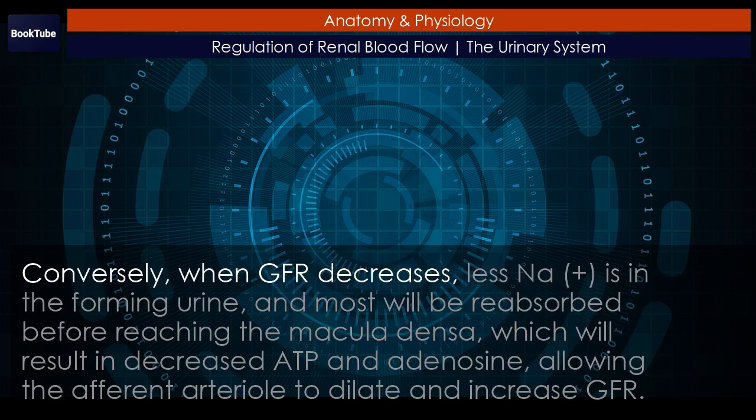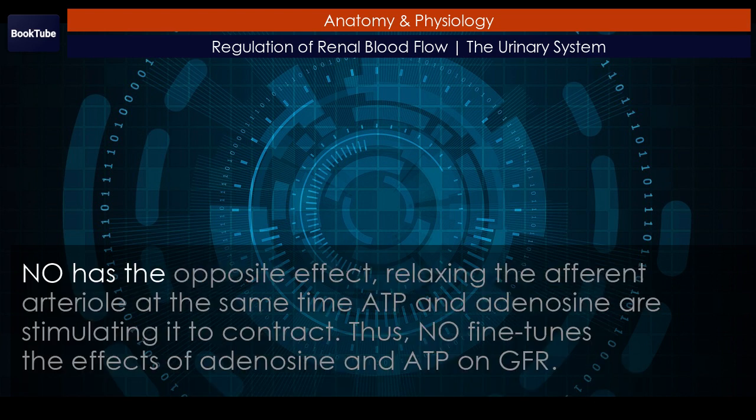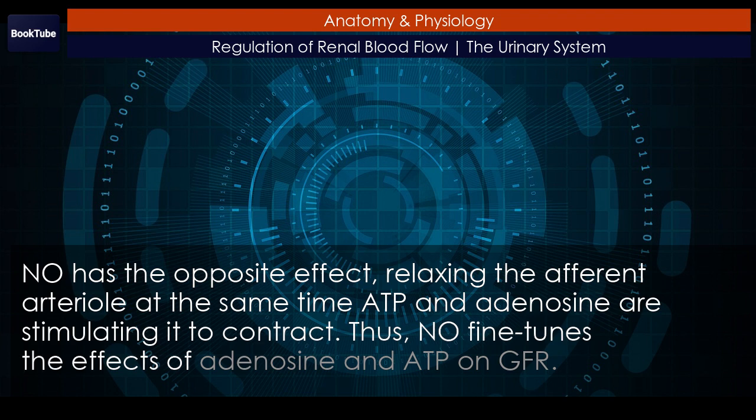Conversely, when GFR decreases, less Na+ is in the forming urine, and most will be reabsorbed before reaching the macula densa, which will result in decreased ATP and adenosine, allowing the afferent arteriole to dilate and increase GFR. Nitric oxide has the opposite effect, relaxing the afferent arteriole at the same time ATP and adenosine are stimulating it to contract. Thus, NO fine-tunes the effects of adenosine and ATP on GFR.